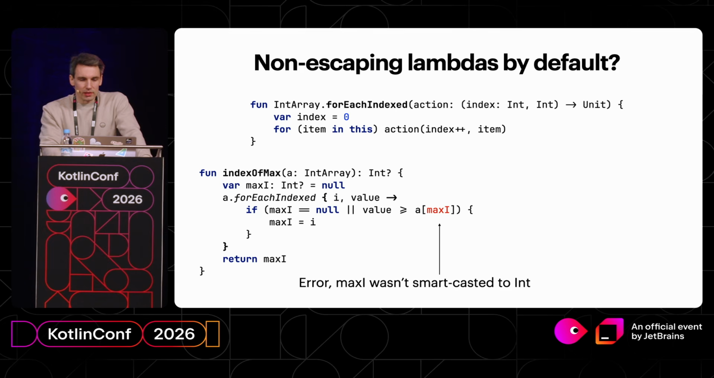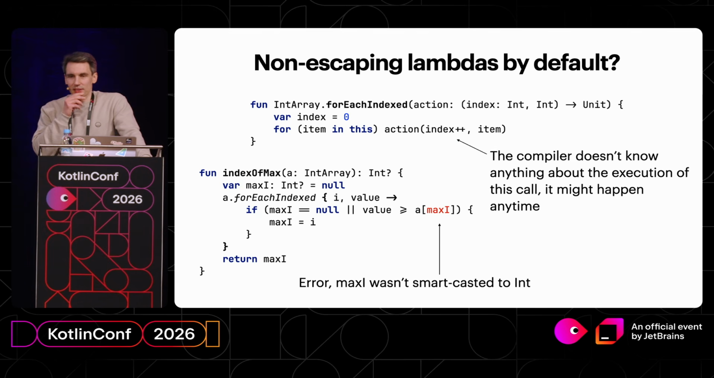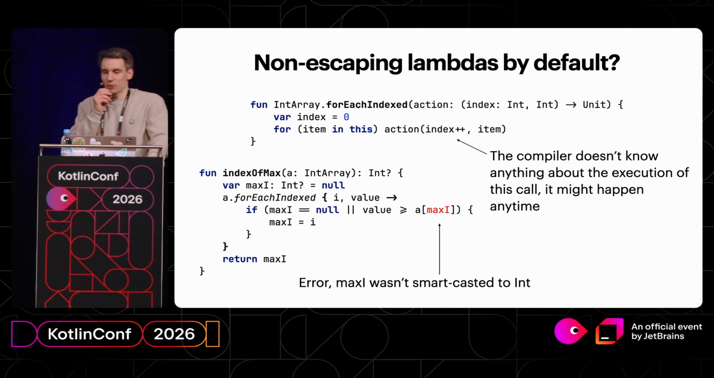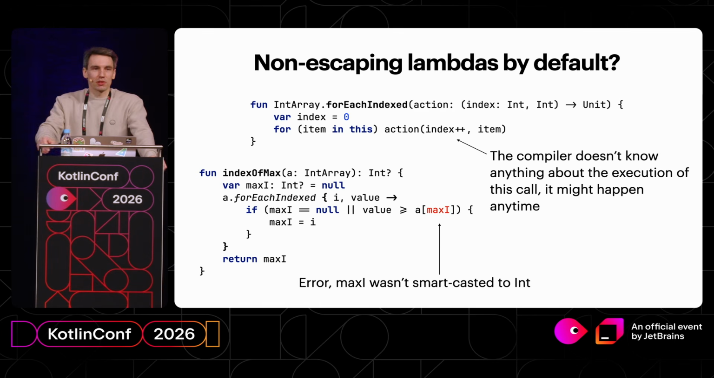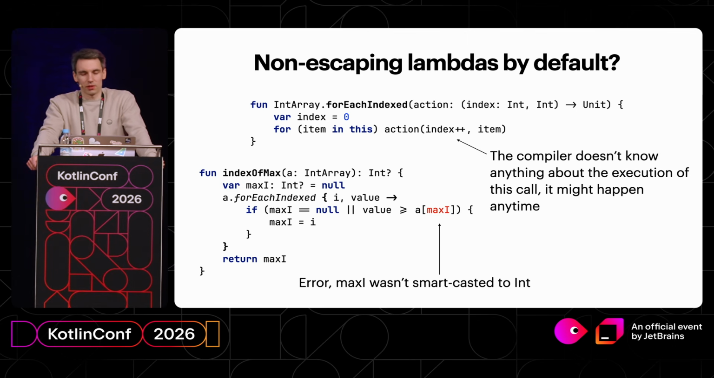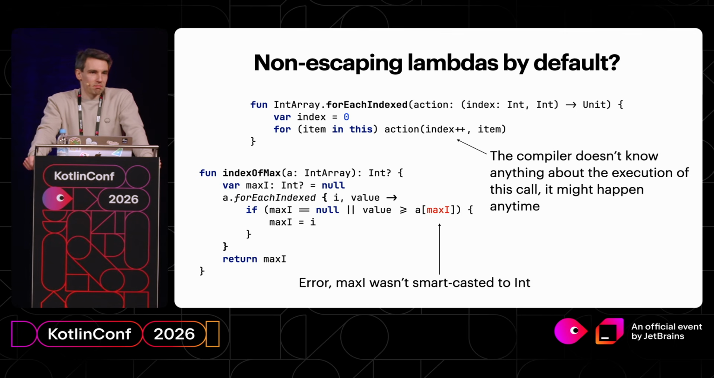The reason is that when we invoke this action, this lambda, the compiler doesn't know anything about the execution of this call, because it might happen anytime. We might save it in a global variable, store it somewhere, and invoke it somewhat later. And because in that lambda we capture this maxI, we can also change it at some point. So even if we checked, the compiler thinks maxI might be changed right after this check, and it will still be nullable. So the compiler is very safe and says, I cannot smart-cast it, it might still be nullable, so please do something about this.